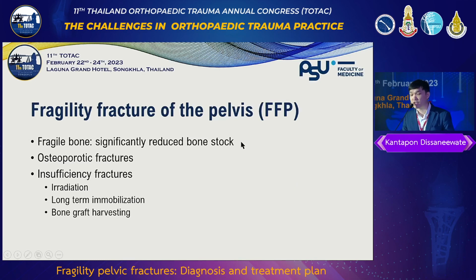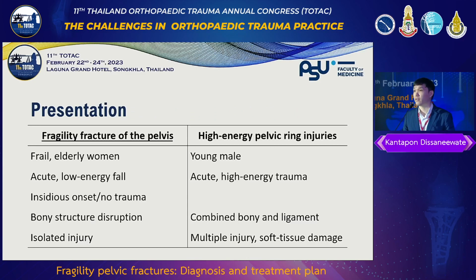It could be fragile bone, which has significantly reduced bone stock from osteoporotic fractures, or maybe some insufficiency fracture such as irradiation, long-term immobilization, or bone graft harvesting. So the presentation of the FFP is mostly from frail elderly women compared to high energy in young males, and they can come with an acute low energy fall or maybe insidious onset without any history of trauma. Most of the time, it would be bony structure disruption without ligamentous disruption, and also commonly an isolated injury.